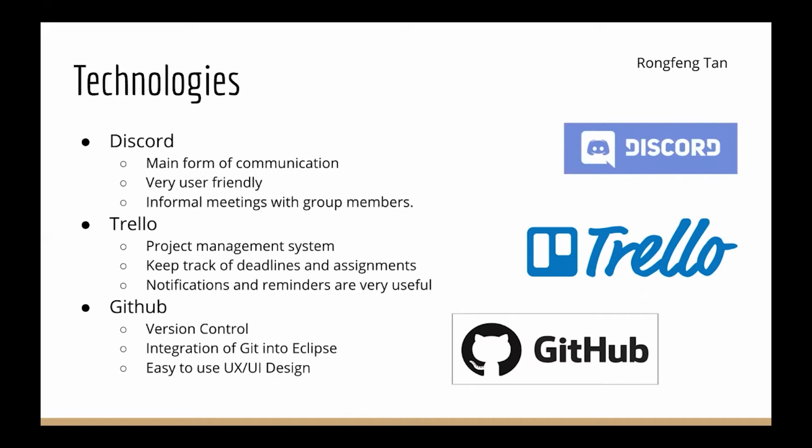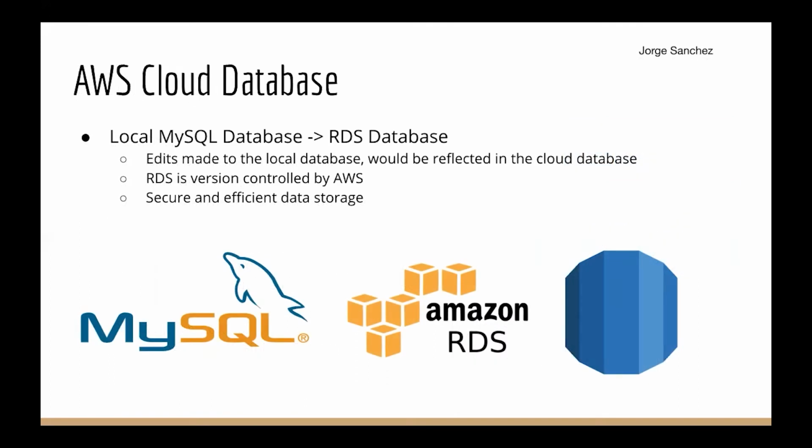The third is very familiar software for CS students, GitHub. GitHub is the version control system we use to constantly change the code and release new versions. It makes cooperation easy, as we can download a new version of the project, make changes, and upload the newest version. So next I'm going to talk about the AWS database.